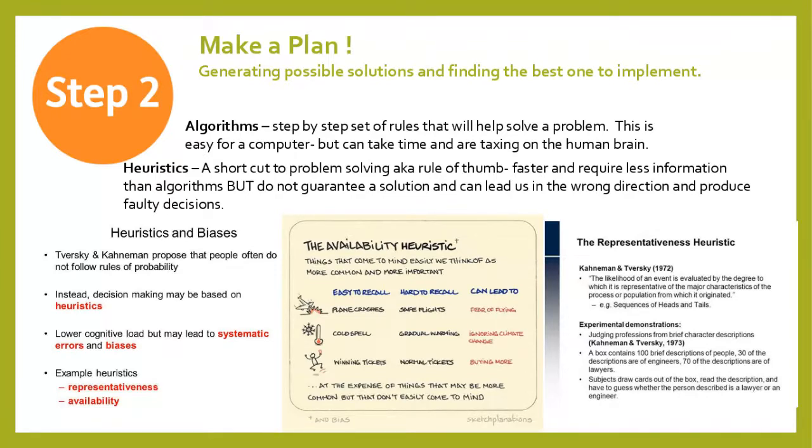So those are issues when we think about rule of thumbs and we think about shortcuts to problem solving. These are thinking processes that can actually impact on us making the wrong decision.